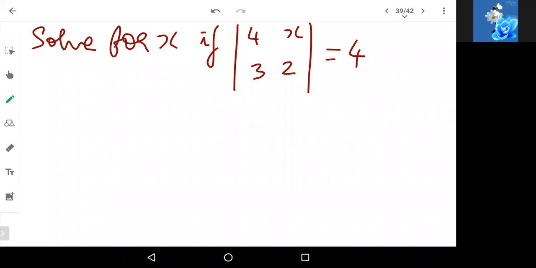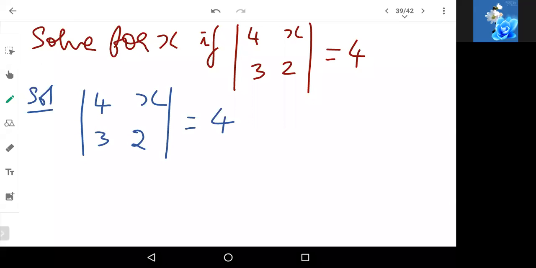So solution. First take the determinant, that is 4, x, 3 and 2, is equal to 4. We have the answer already, so we have to find one number in the question. When you see a 2 into 2 matrix as a determinant, the first thing you will do is cross multiply. So when you cross multiply, you get 4 into 2 minus x into 3 is equal to 4.